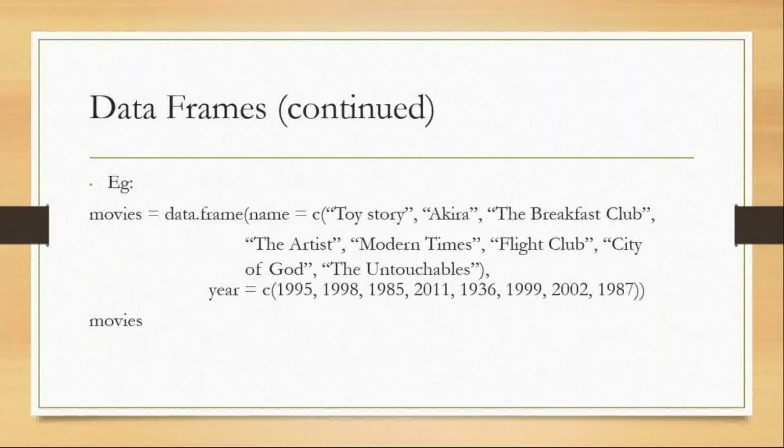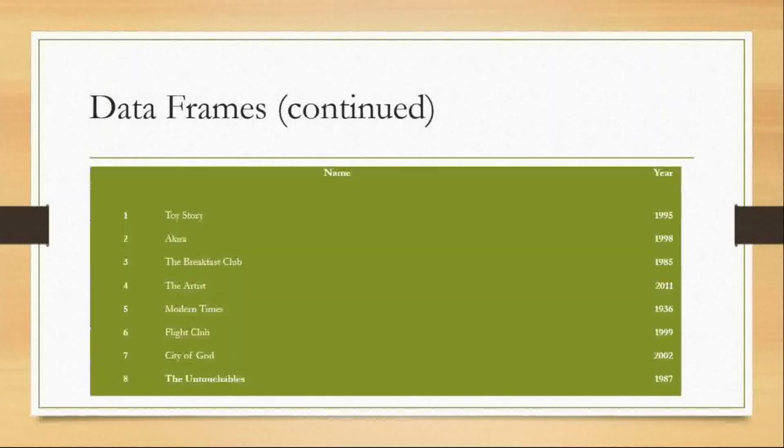In the example shown on the screen, we are creating a data frame with 2 columns, name and year. Let's see how the output looks like. So the output will be a table with 2 columns and 8 rows. We are given 8 values for each variable as input, and hence we are getting 8 rows as output.